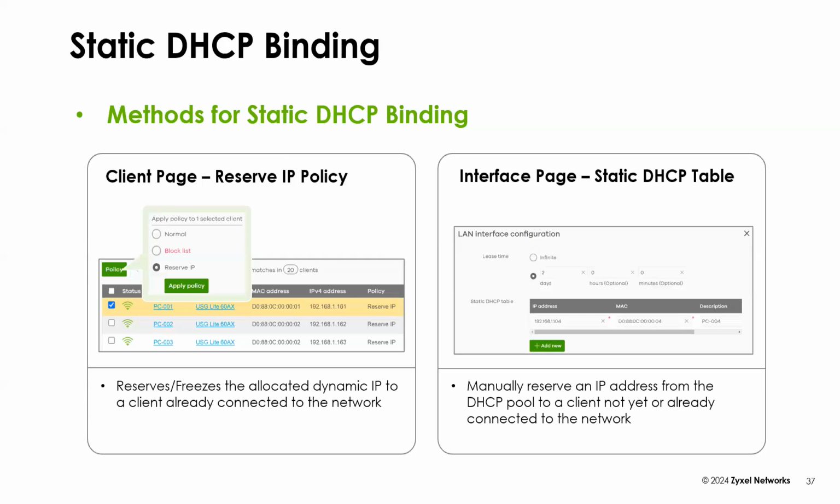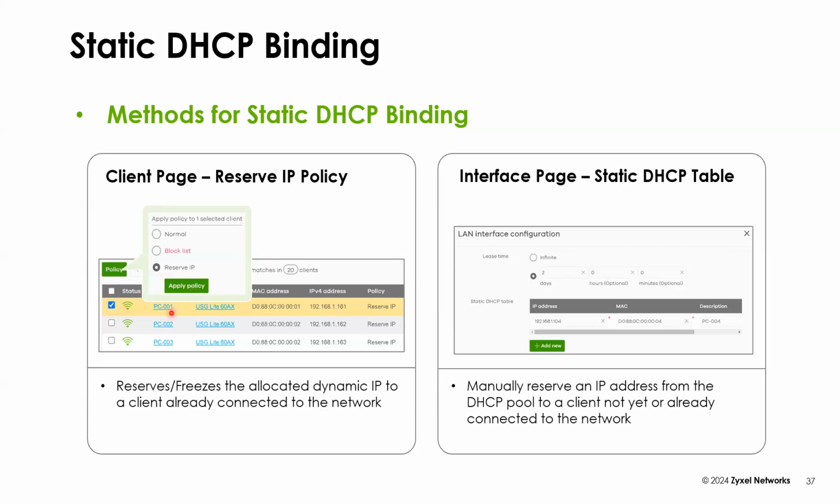Moving forward here, static DHCP. There are different ways of doing it in Nebula, and some take priority over others. So I wanted to talk about this. The easiest way to do static DHCP is to simply go into your client page where it shows you all the client devices that are currently connected to your network and all of the ones that have been connected to your network in the past, I forget how many hours. You simply put a checkbox next to the client device, choose reserve IP and hit apply.